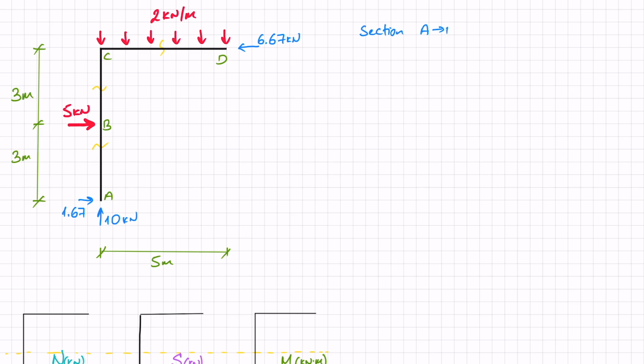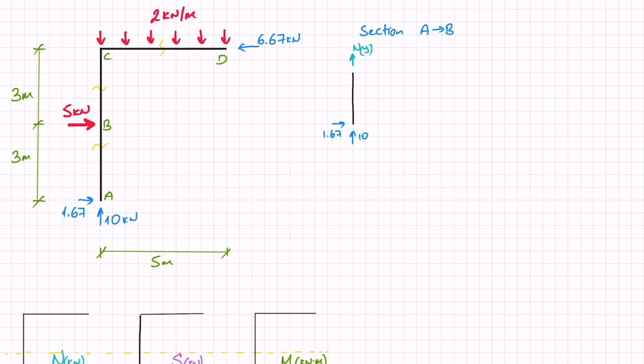And I'm going from A to B. The first thing I'm going to do is I'm just going to draw it out. So if I look at section AB and I've cut somewhere between A and B, I don't have those 5 kilonewtons yet. What I do have is this reaction force of 10, this reaction force of 1.67, and the internal forces that I expose the minute that I make the cut. Because obviously the minute I cut this column, the internal forces have to balance those external forces. So let's draw them in.